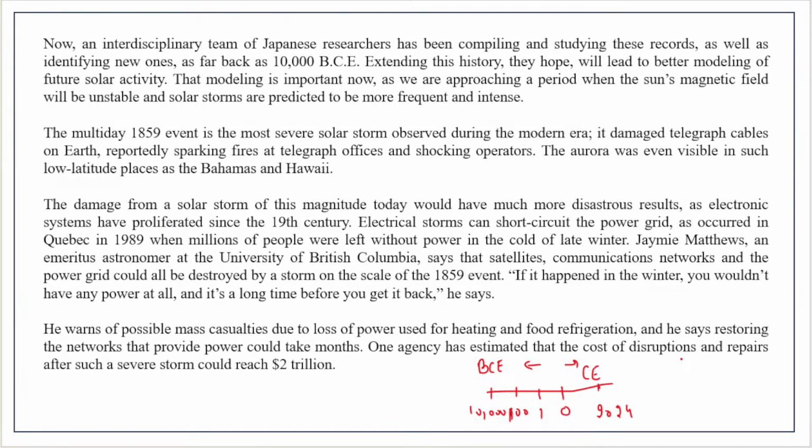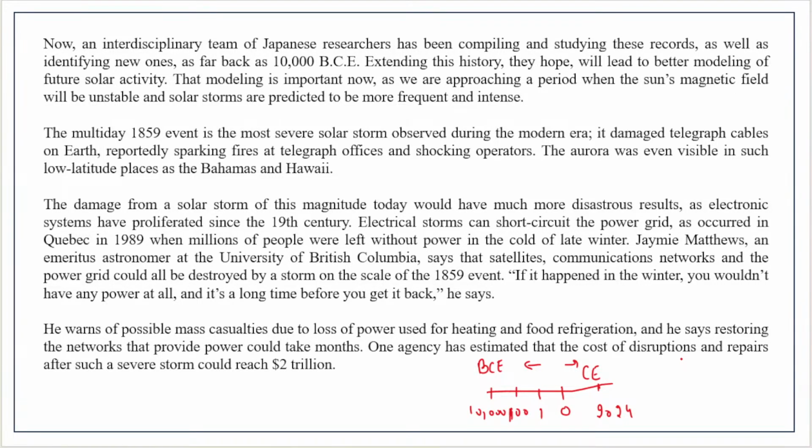Okay. The multi-day 1859 event is the most severe solar storm observed during the modern era. So, जो 1859 में हुआ था इवेंट, दैट वाज द मोस्ट सिवियर. ओके, उसके बाद या उससे पहले कभी उतना सिवियर नहीं देखा गया सोलर स्टॉर्म. So how severe was it?